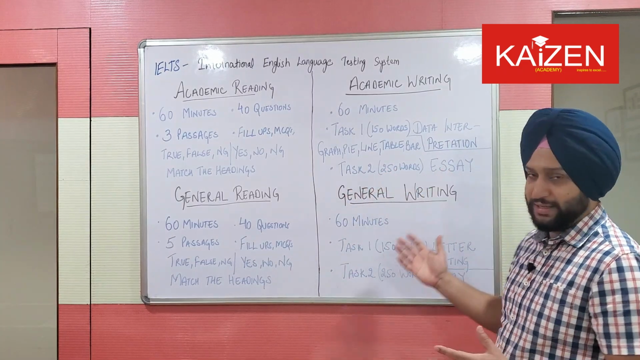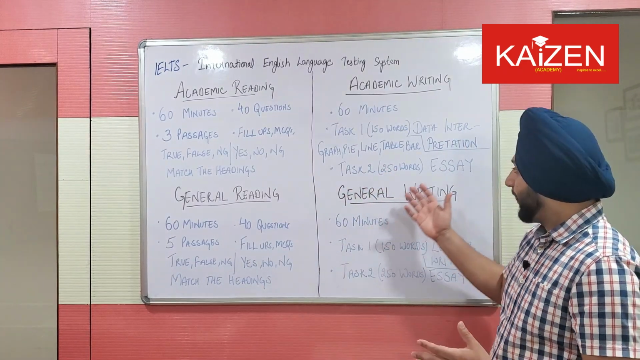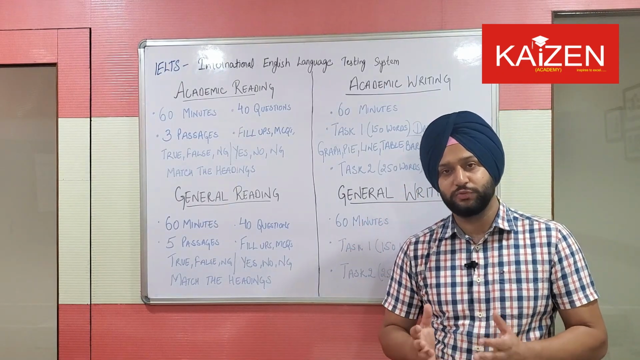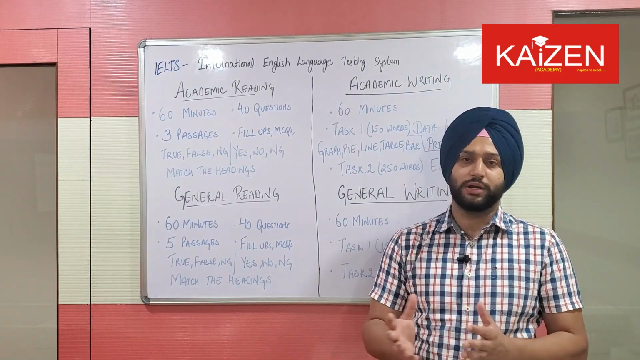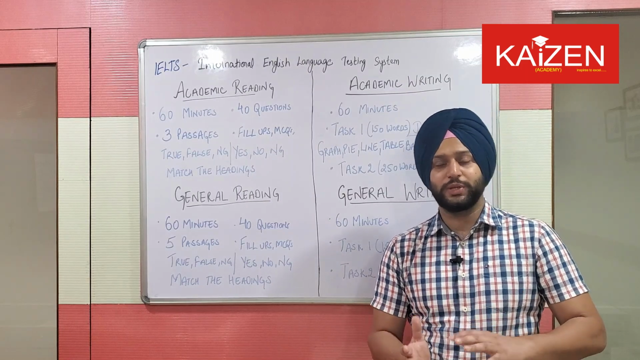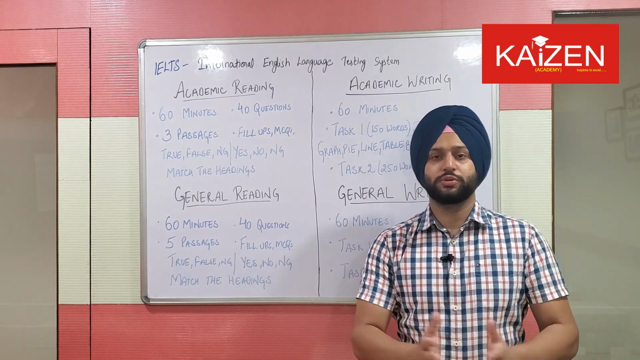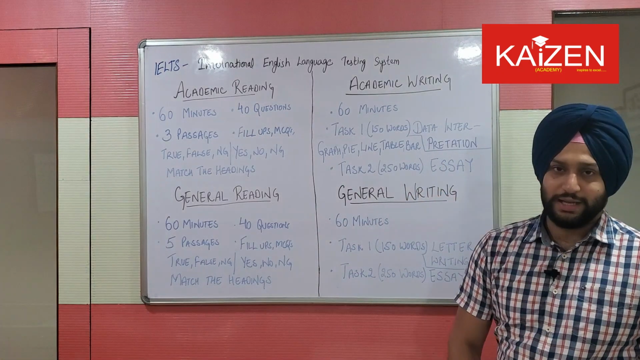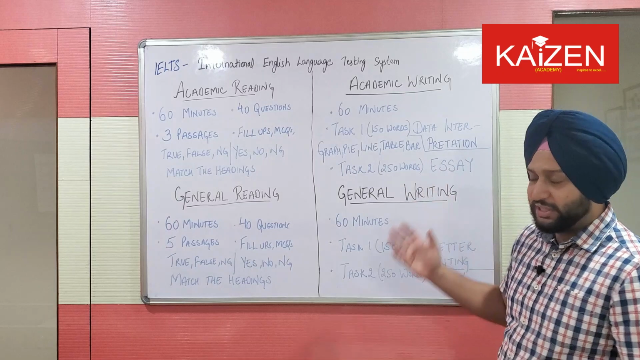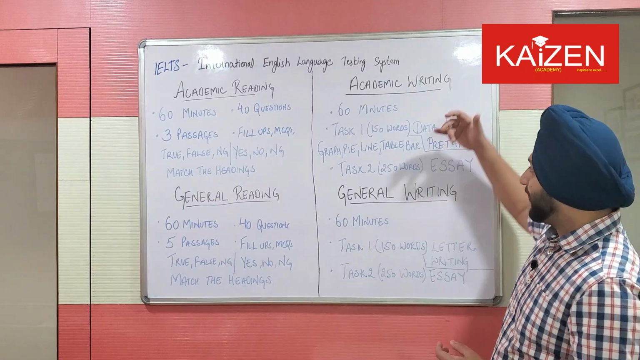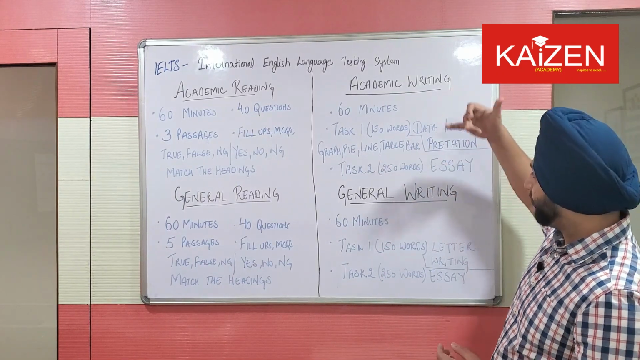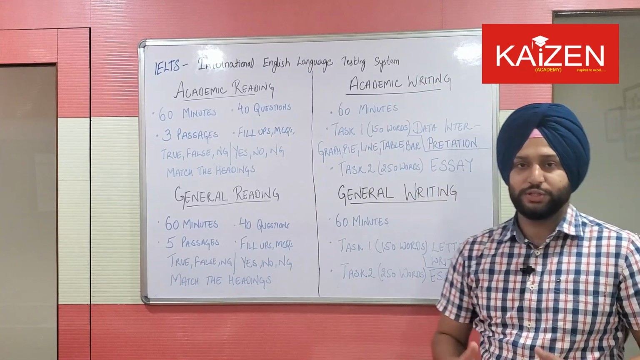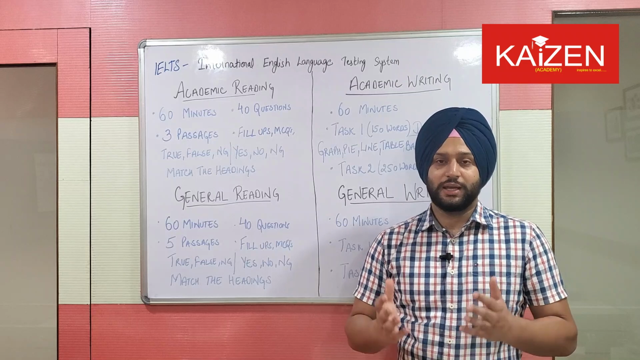Coming to task 2. Task 2 is an essay in which you have to write a minimum of 250 words. That is, you have to write above 250 words, and the ideal word range will be between 270 to 290. So that's the ideal word limit for task 2, and you have to spend 40 minutes on task 2, which means 20 on task 1, 40 on task 2. That makes up a total of 60 minutes. That is your 1 hour of academic writing.